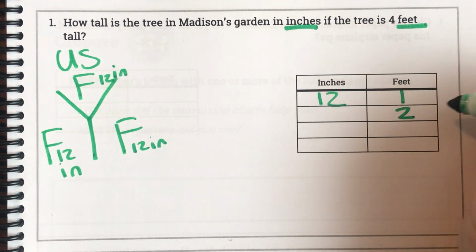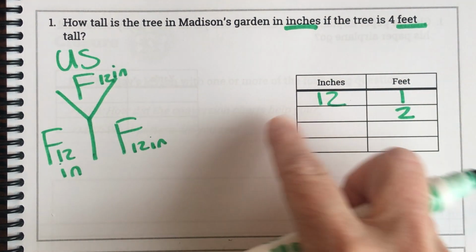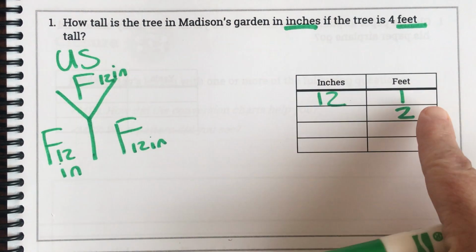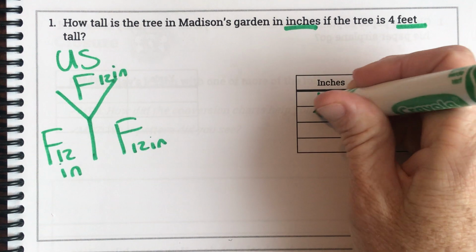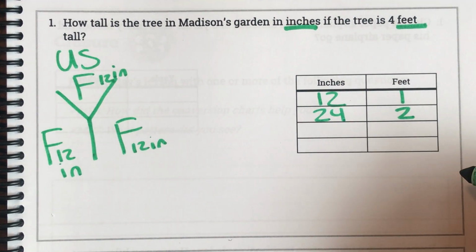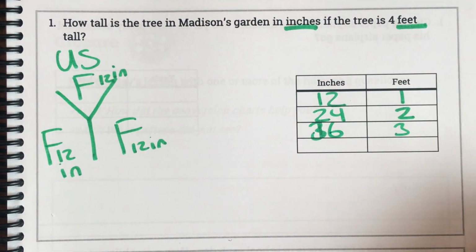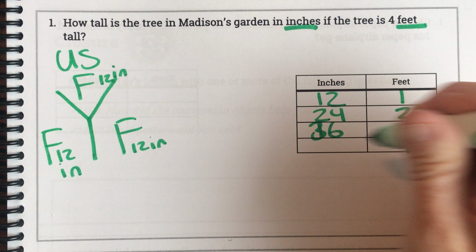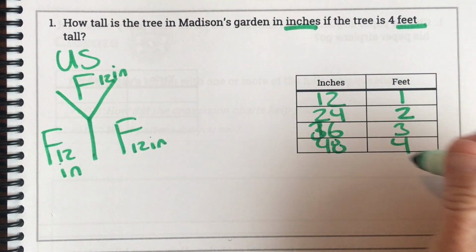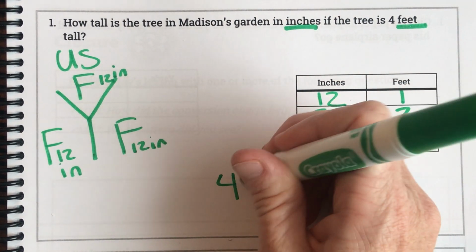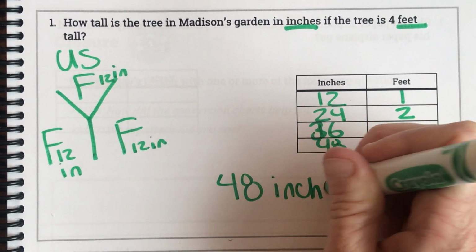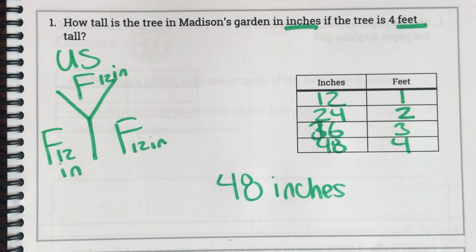So 2 feet, and we could think backwards. If 1 foot has 12 inches, 2 feet has 24 inches. 3 feet has, let's add another 12, which would be 36, and 4 feet must have 48 inches. So my answer is 48 inches.